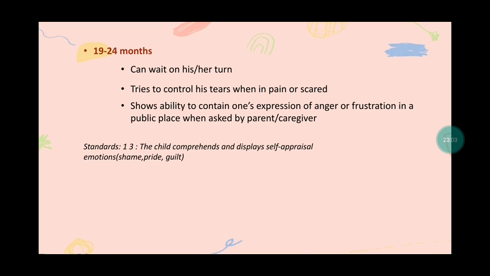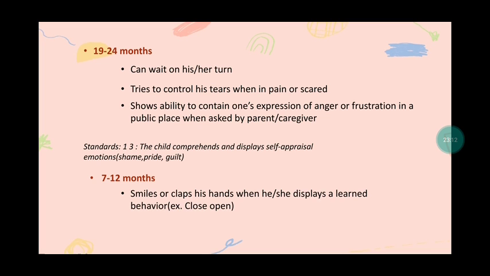Standards 1.3, the child comprehends and displays self-appraisal emotions. Example, shame, pride, and guilt. 7 to 12 months. Smiles or claps his hand when she or he displays a learned behavior. For example, close open. Kanang lip sa kaninga stage no kay kanang ang bata is ma-amaze na siya sa iyang kaugalingon ug makat-o na siya og iyaha like close open, kanang pinaka-common is close open jud. And once makahibaw na sila ana kay maka-feel sila og kanang ma-amuse sila sa ilahang kaugalingon.